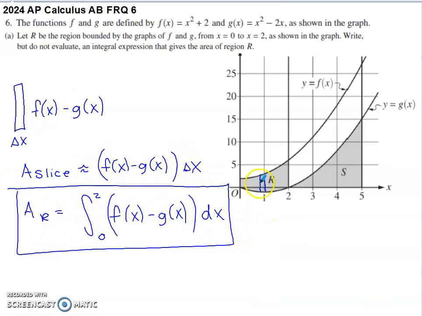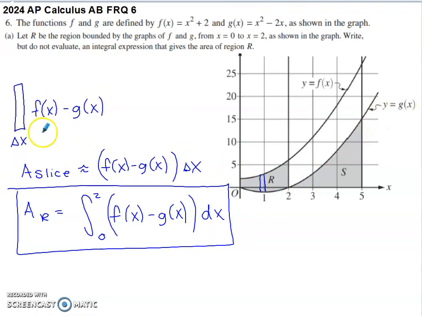It makes sense to go with vertical slices here, and the reason for that is that for every single vertical slice, the top boundary is going to be on this graph of f of x, and the bottom boundary for every vertical slice that we could draw is going to be on the graph of g of x.